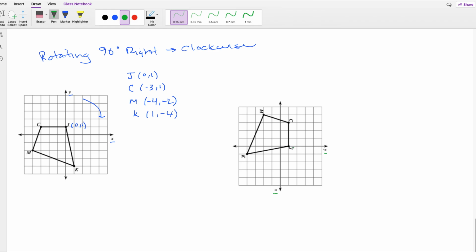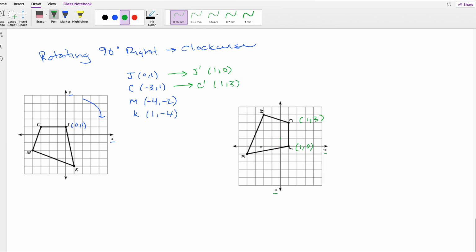And so how did it change the points? I'm just going to document what each of these points are. So here's J. J went from 0, 1, previously it was here, and now it's here, 1, 0. So you can call it J prime, 1, 0. Let's see what happened to C. C is now 1, and what is that? 1, 2, 3. So we'll call that C prime, 1, 3.